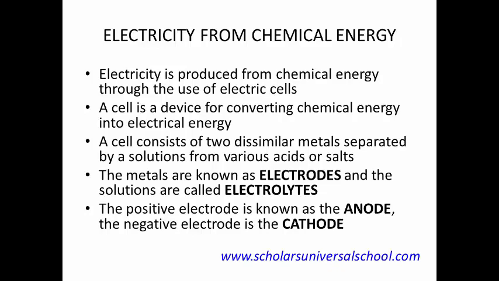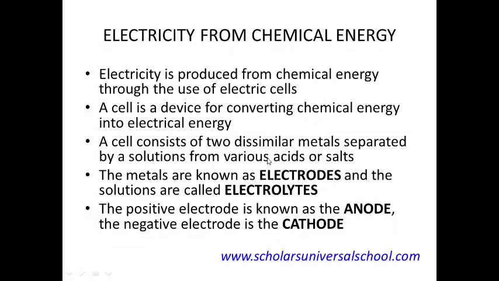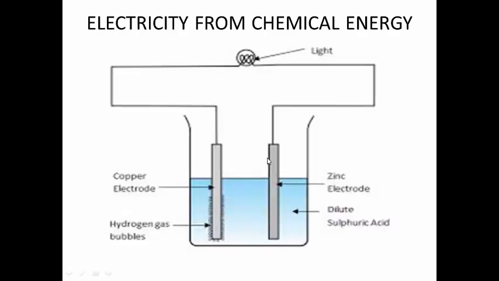Now, the two dissimilar metals we make use of are what we call electrodes. From the diagram we have here, we can see this metal, which is your copper. It is called your copper electrode, and this is your zinc electrode. These are the two electrodes that you make use of in your cell: your copper electrode and your zinc electrode.